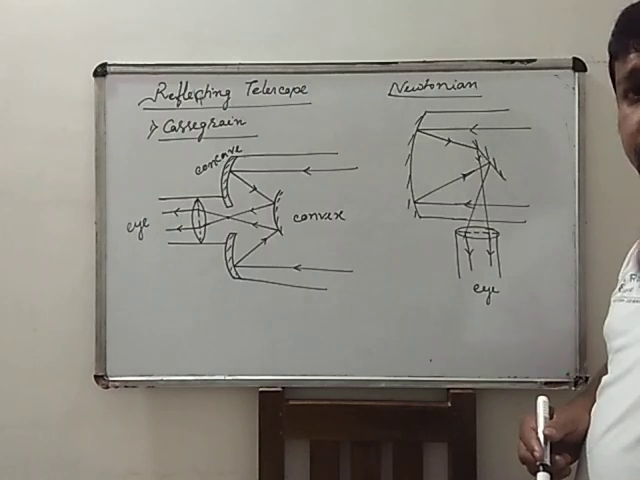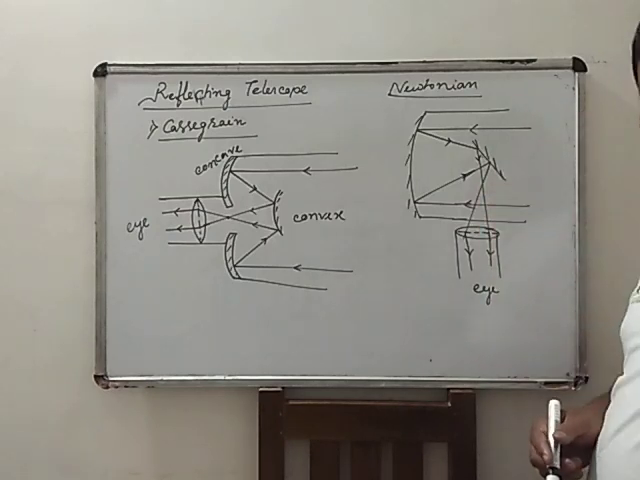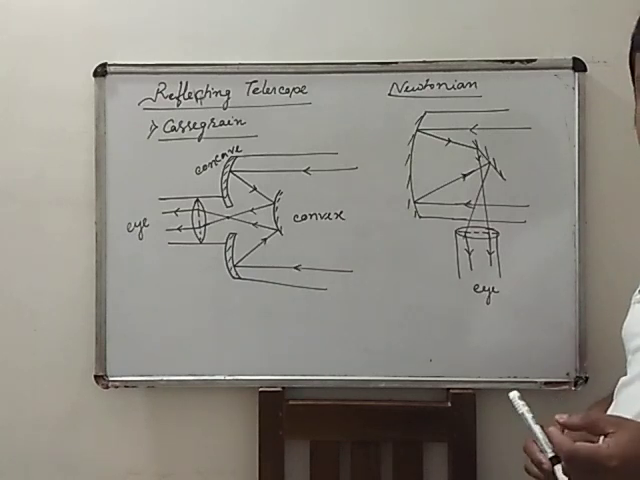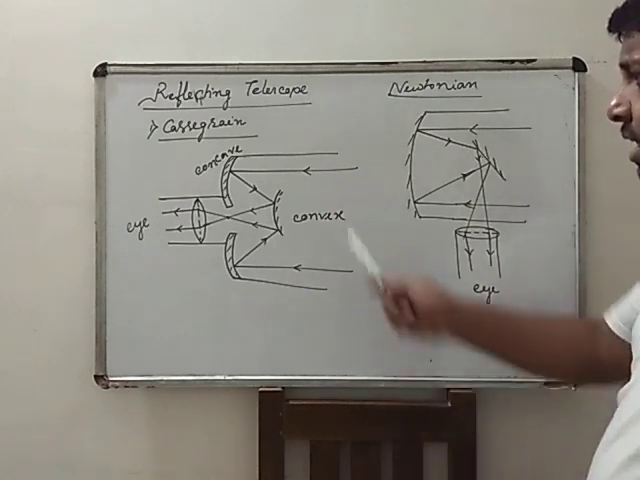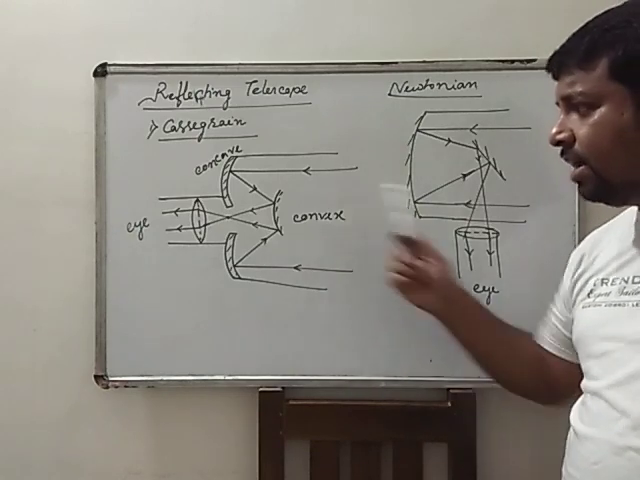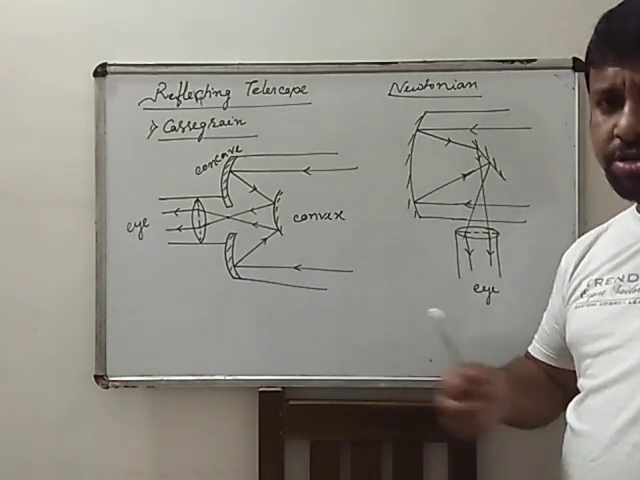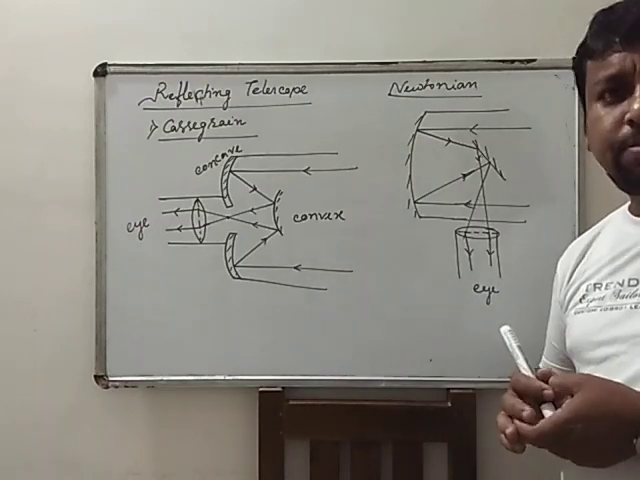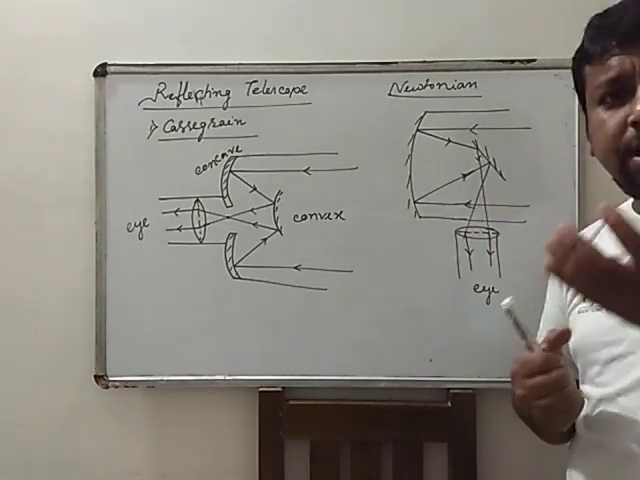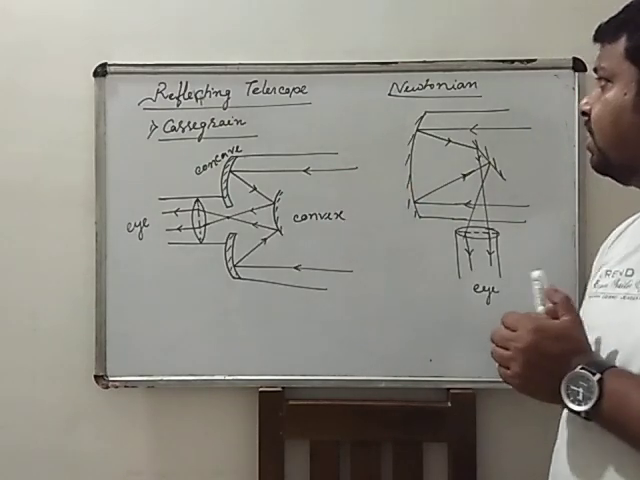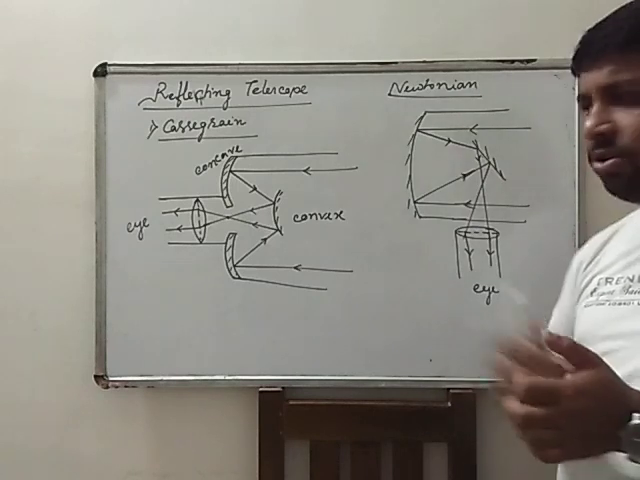That means we can determine the location and direction of the object directly in the Cassegrain telescope, the direction and position of the object are easily determined in the Cassegrain telescope, but in the Newtonian telescope there is a difficulty. Okay, so this is the Cassegrain and Newtonian reflecting telescope. Here there is no mathematical explanation.